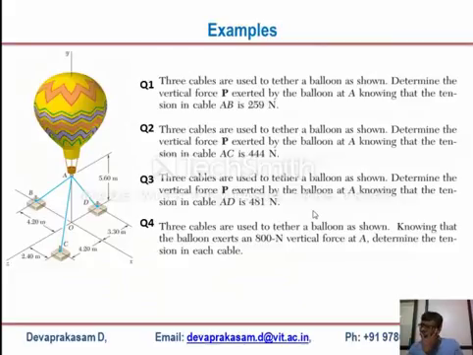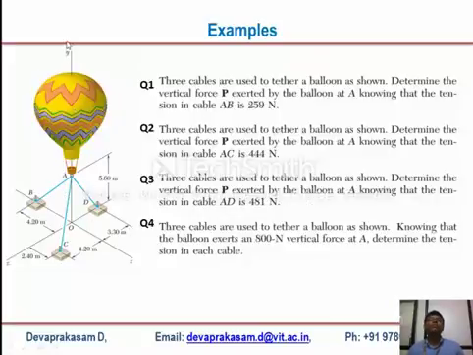So what I am going to do is this problem. You look at this diagram. There is a flying balloon, and it is tied through strings, and A, B, C, D. Okay, this is B, C, D, and A is this position. O is the origin. The coordinates are specifically given. P is the force which is exerted by the balloon.